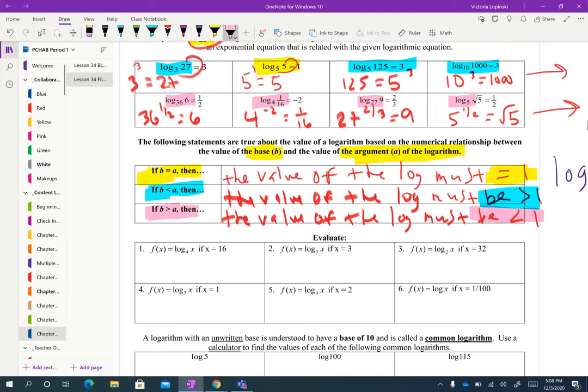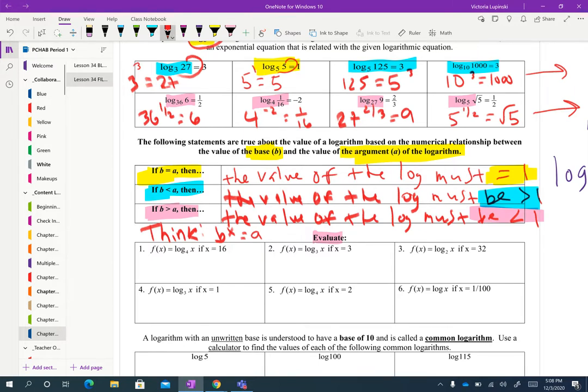So keeping that in mind, look at the next 6 where they're asking you to evaluate. If they're asking you to evaluate, they're basically asking you to find the value of the log. The best way to do this is to think about it as an exponential. If you're talking about a, b's, and x's, then what you're really asking yourself is b to the what is equal to a. So the base to what power is equal to the argument.